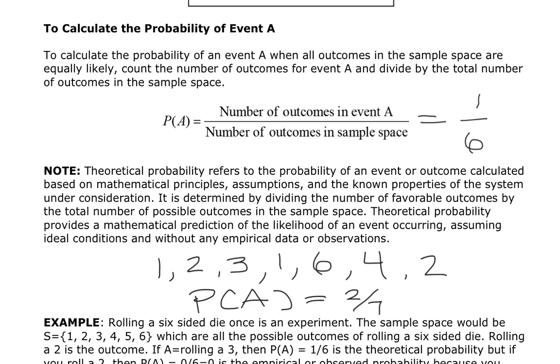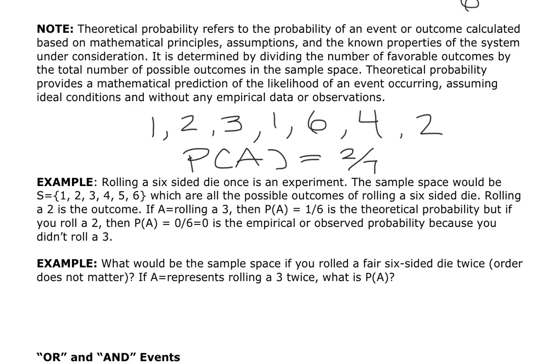And then if I go back to the law of large numbers, if I roll this 100 times, I'm going to get closer to that number 1 out of 6. I roll it 1,000 times, I'm going to get even closer. So that's what the law of large numbers is: eventually my experiment should approach, or become as close as possible to, the theoretical probability.